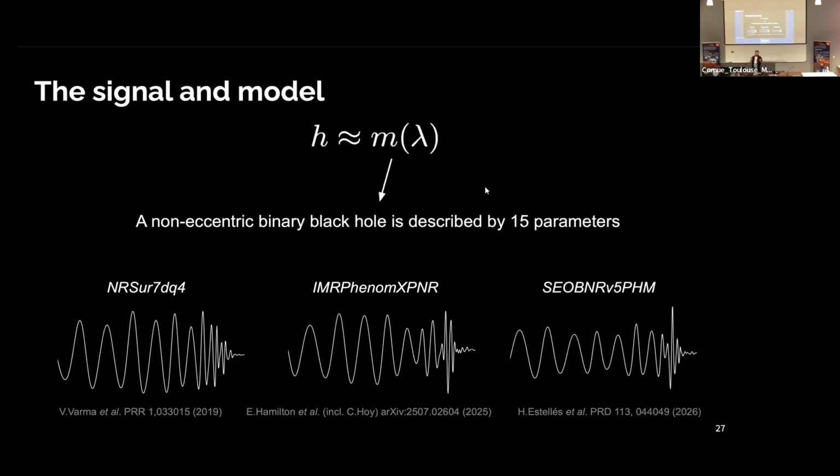And we're in a very lucky and privileged position at the moment where we have lots of different gravitational wave models that we can use. Three of them are shown here. We have the NR surrogate on the bottom left, IMRPhenom XPNR in the middle, and SEOBNRv5PHM on the bottom right-hand side. These are the leading state-of-the-art models from three different waveform families: the surrogate on the left, the phenomenological in the middle, and the effective one-body on the right.